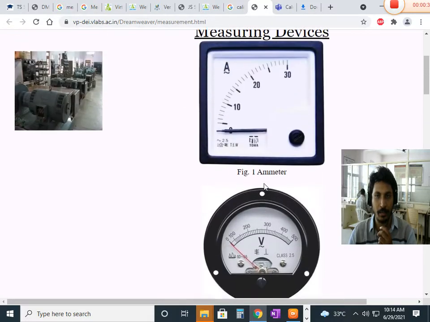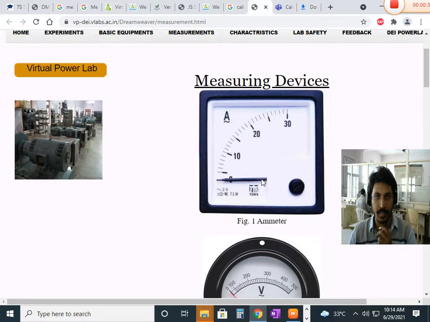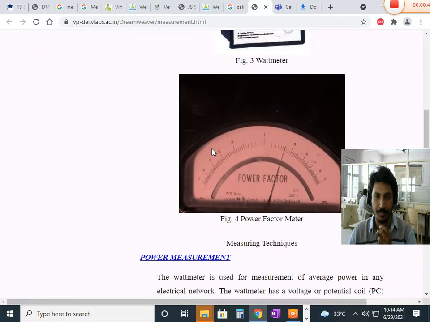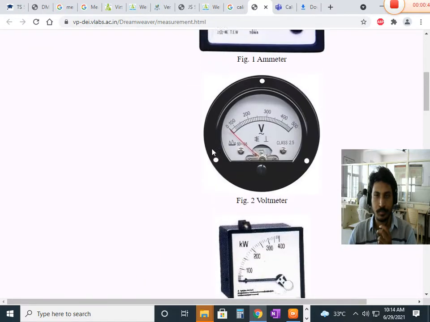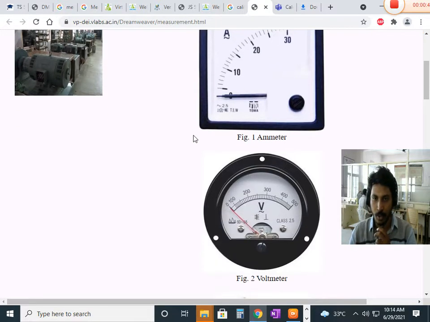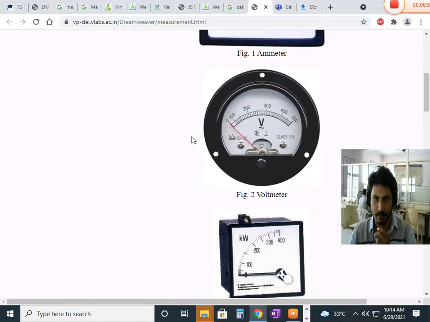These are the different meters for measuring purposes. The ammeter should always be connected in series. The voltmeter is connected across.